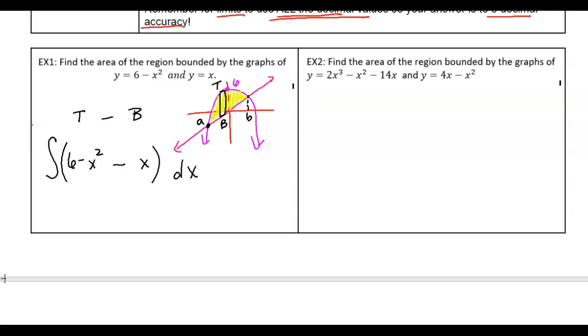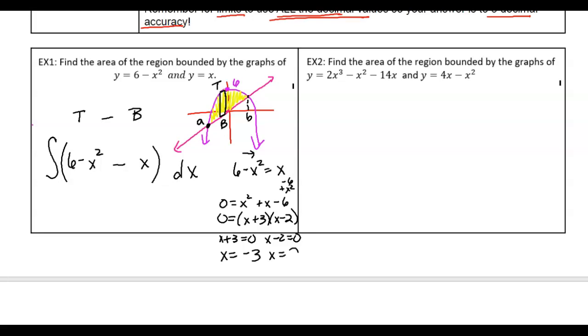It really is just a choice. If you want to find the limits by hand, let's say you weren't given a calculator, I would set each of the functions equal to each other, and then we would solve. Because these have all three terms, I'm going to get everything to one side. So I'm going to subtract 6 and add x squared. So I get 0 equals x squared, put them in order, plus x minus 6. This factors into x plus 3, x minus 2. So x plus 3 equals 0, x minus 2 equals 0, and x equals negative 3, and x equals 2.